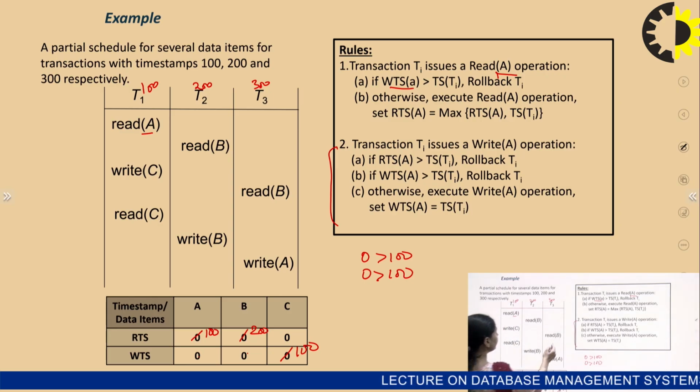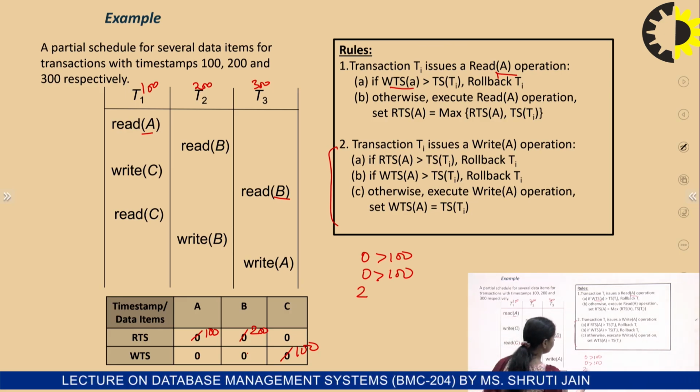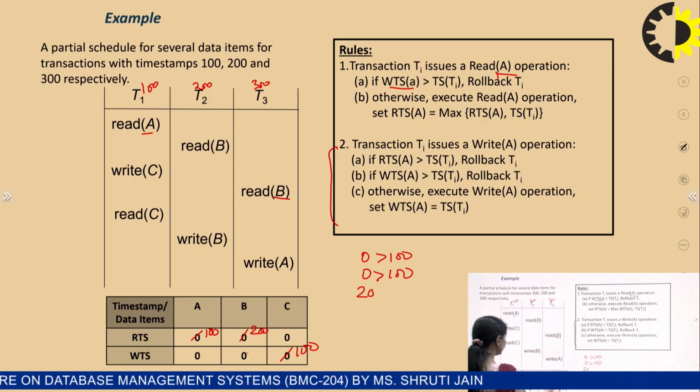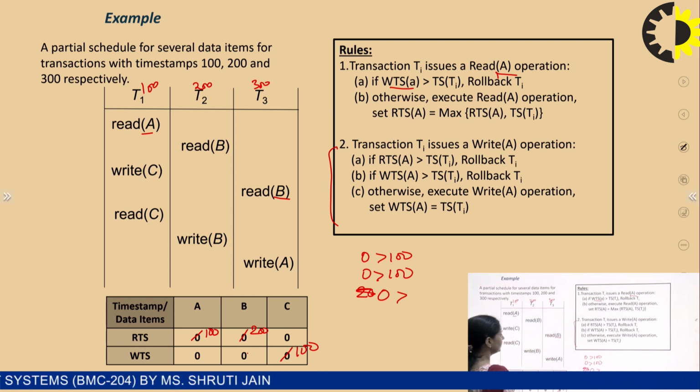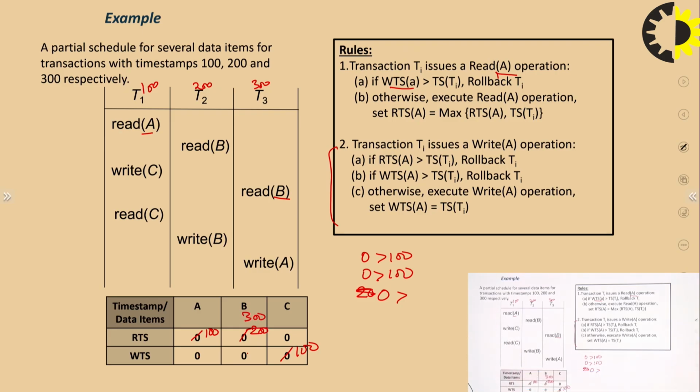Next comes read B for transaction T3. Sorry, the write timestamp of B is 0. Is 0 greater than 300? That is false. So in that case, it will set this to 300. Again for read C, it will check and read the timestamp of C as 100 here.